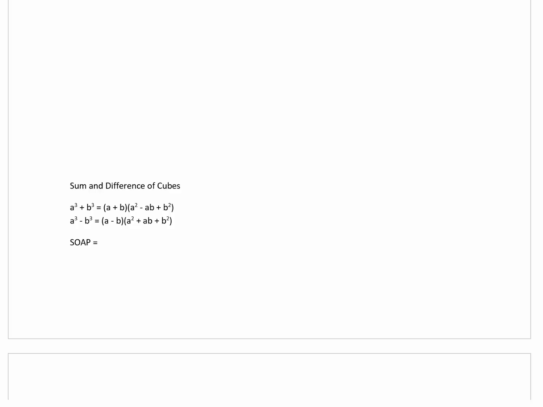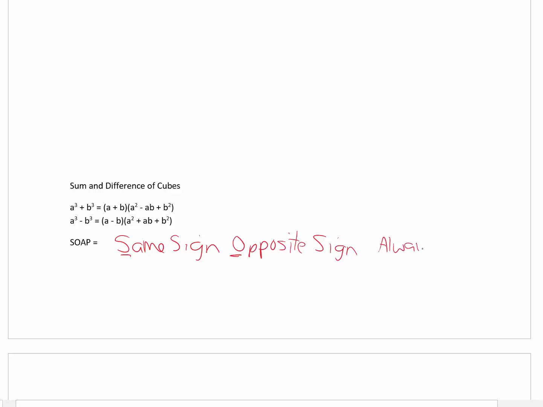Well, that is SOAP, and that represents same sign, opposite sign, always positive. So when I take a look at the sum of cubes, notice it's the same sign as the original, the opposite sign of the original, always positive. For the difference of cubes, it's the same sign, the opposite sign, and always positive.